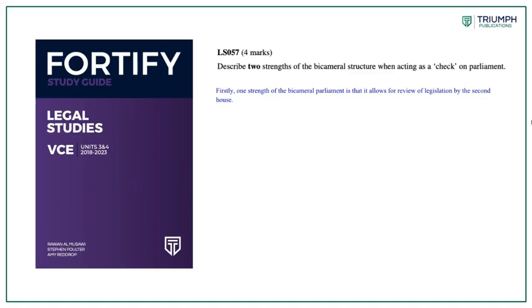The first thing I've done in regards to my response is have a statement sentence. This basically indicates what my first paragraph will be about, and it shows assessors that I am signposting my response. So I have said, firstly, one strength of the bicameral parliament is that it allows for a review of legislation by the second house.